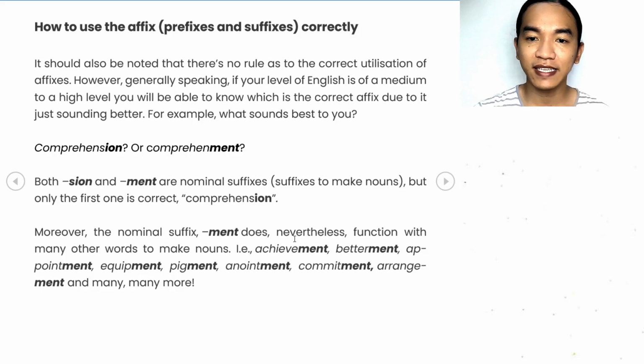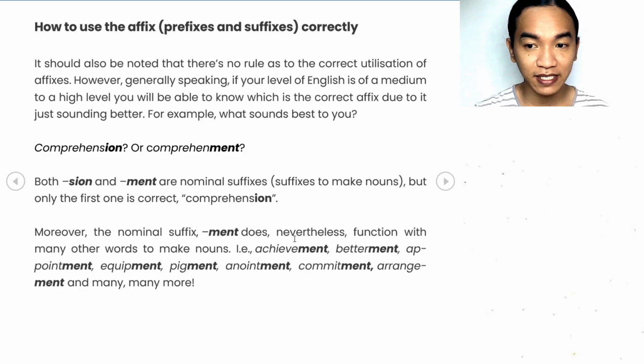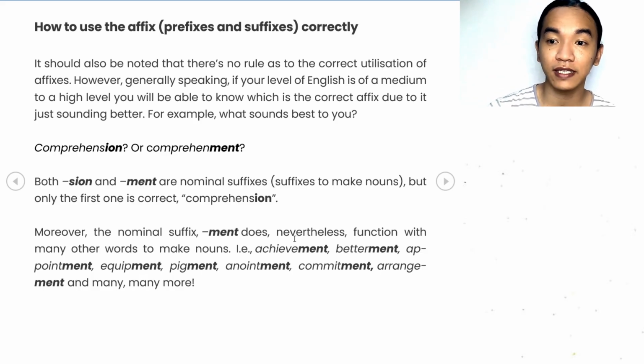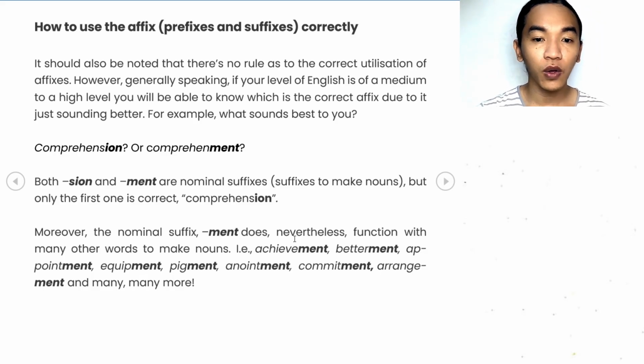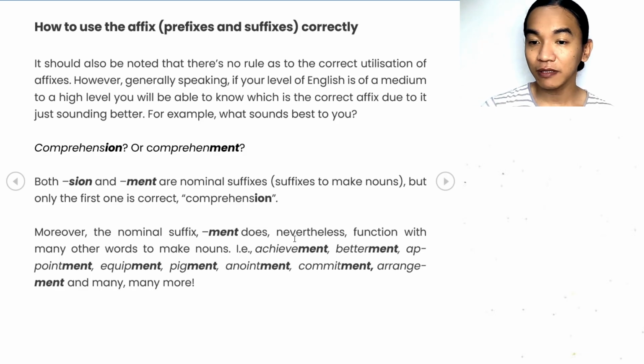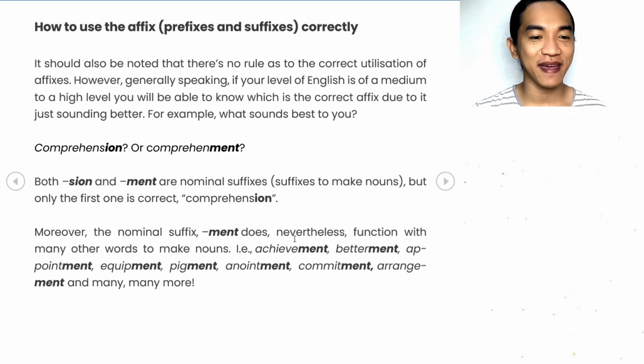Like for example, we have comprehension or comprehendment. Both sion and ment are nominal suffixes. So it means these are the suffixes to make nouns, but only the first one is correct, comprehension. Moreover, the nominal suffix ment does nevertheless function with many other words to make nouns. Like for example, achievement, betterment, appointment, equipment, pigment, anointment, commitment, arrangement, and many more.